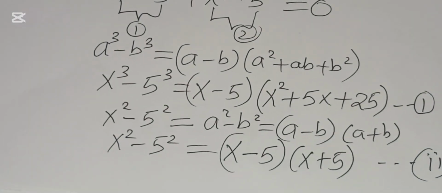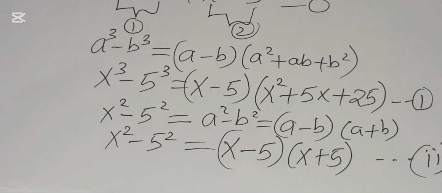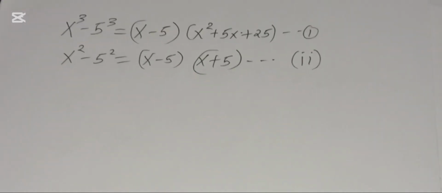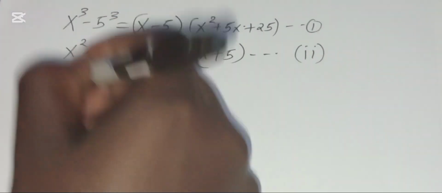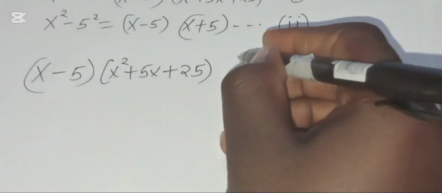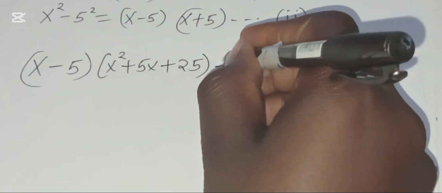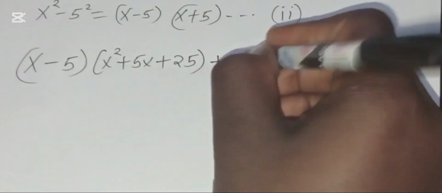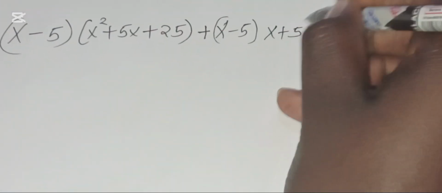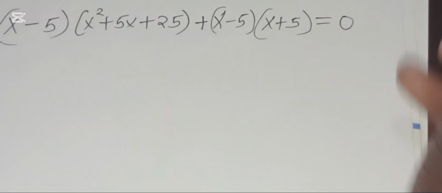So let's combine the first part and the second part as follows. We have x minus 5, x squared plus 5x plus 25, now we have plus x minus 5, x plus 5, this is everything equal to 0.